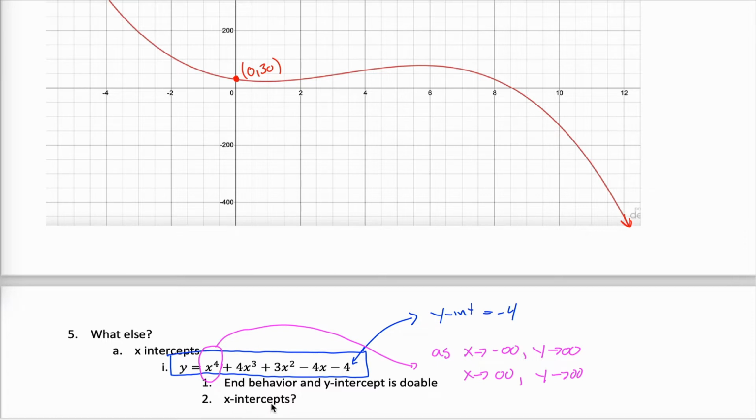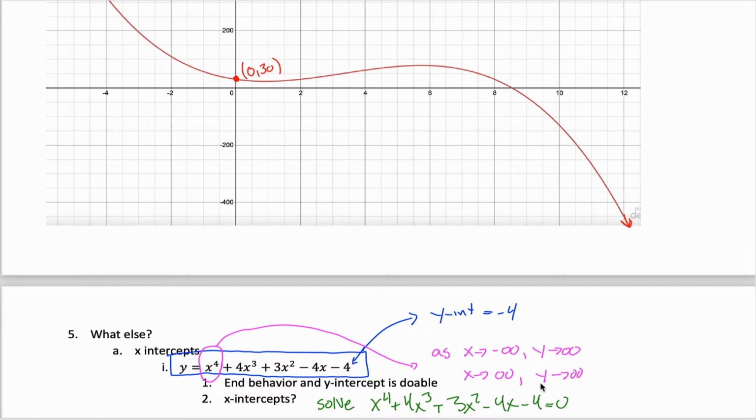Well, to figure out the x-intercepts, we have to figure out when we cross the x-axis. And the defining characteristic of the x-axis is its height is 0. So really what we have to figure out are all of the x values, all of the inputs into this machine that would make the output 0. To figure out the x-intercepts, really we need to solve x to the fourth plus 4x cubed plus 3x squared minus 4x minus 4 equals 0.